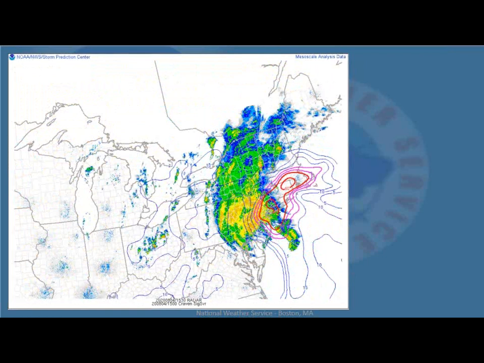Another thing we look at is called the Craven-Brooks Index. Essentially, this index is a product of instability and wind shear. These values are in 10,000s, so when we see values above 20,000, that again catches our attention. And on this day, the values are as high as 40,000. So there was a very significant threat for severe weather if conditions are right.